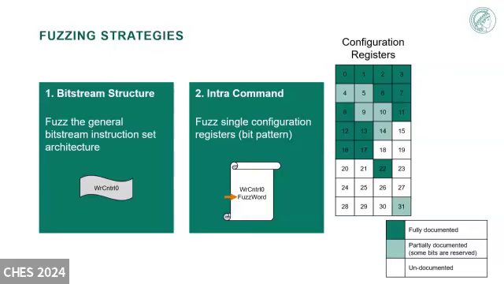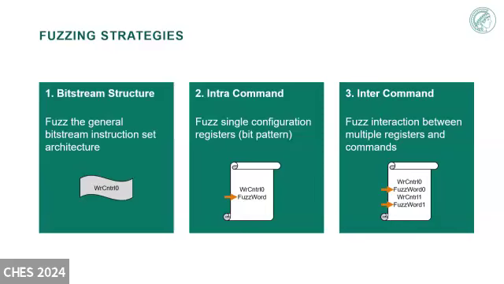Then in our second strategy, we target the intra-commands. So we want to target all the specific bits in the registers. So we test all the registers itself. So we gain a bit more intuitive understanding of each register and see how it behaves. And especially the undocumented ones, right? And then we have this inter-command strategy where we fuzz the behavior between the different commands, right? So we test several commands in one bitstream and see how they influence the FPGA state combined.